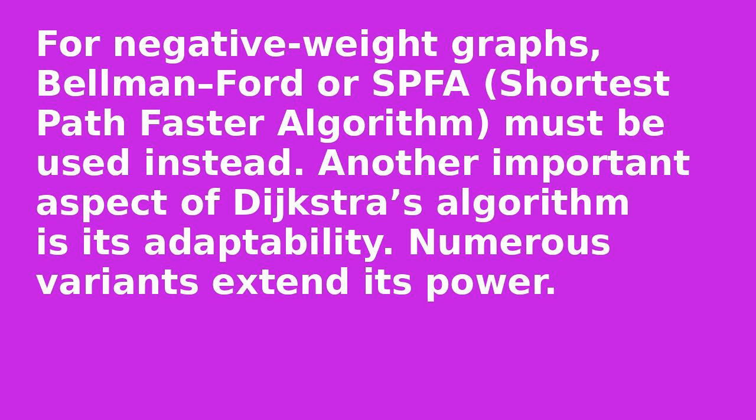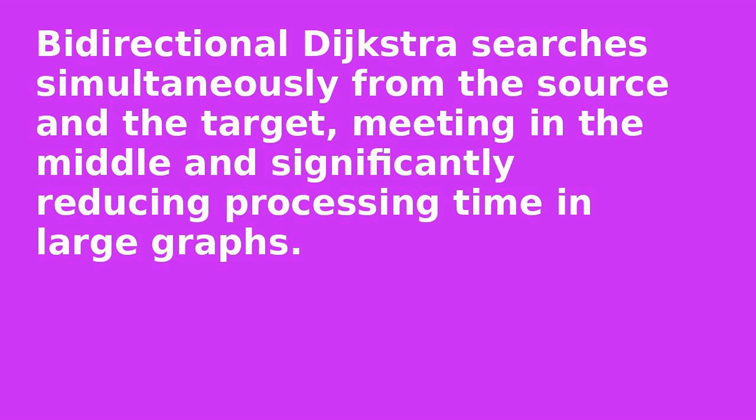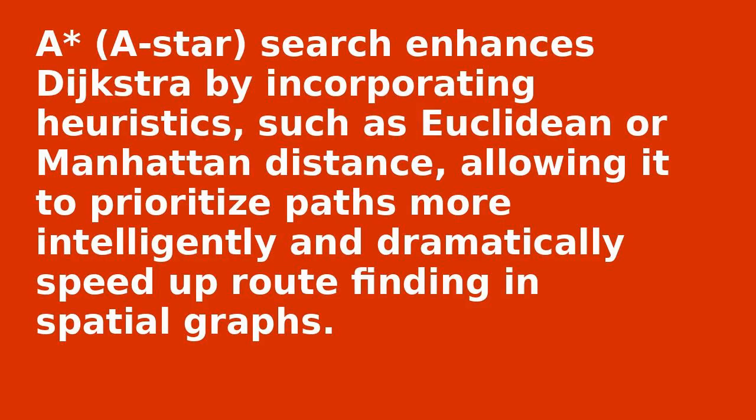Another important aspect of Dijkstra's algorithm is its adaptability. Numerous variants extend its power. Bidirectional Dijkstra searches simultaneously from the source and the target, meeting in the middle and significantly reducing processing time in large graphs. A-star search enhances Dijkstra by incorporating heuristics, such as Euclidean or Manhattan distance, allowing it to prioritize paths more intelligently and dramatically speed up route finding in spatial graphs.